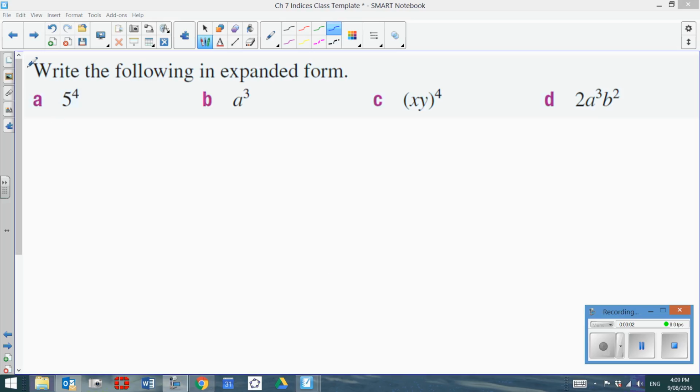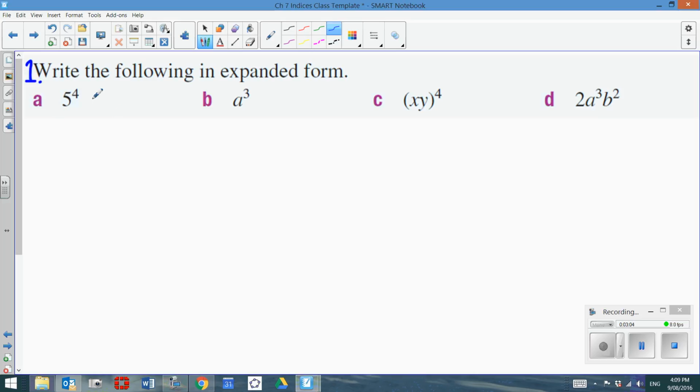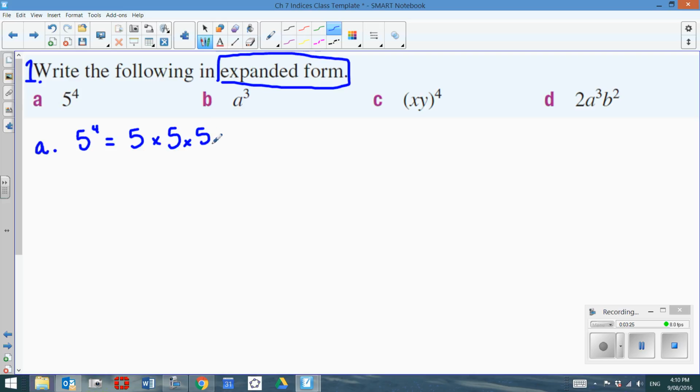So looking at example 1, if you're asked to write expanded form, that means you're going to be given the index form and I have to expand it. So on my paper, 5 to the 4th power would mean I'm multiplying 5, the base, by itself 4 times. So 5 times 5 times 5 times 5. So I have 1, 2, 3, 4 fives.